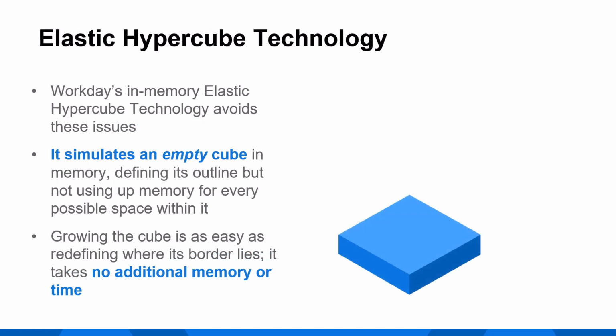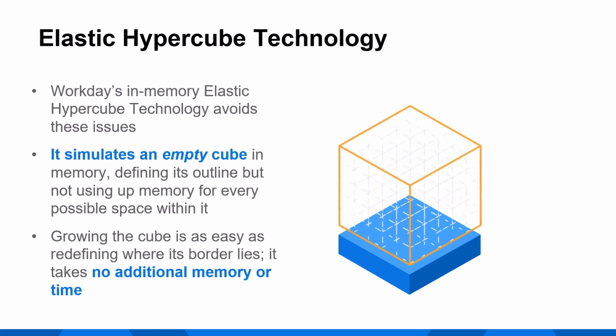Workday's in-memory Elastic Hypercube avoids these issues by only simulating the empty cube in memory. We define the outline of the cube, that is, all of its dimensions and members, but we don't allocate memory for all of the possible locations. We only allocate memory for places where data actually resides.